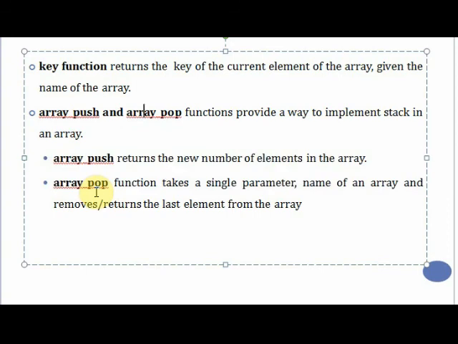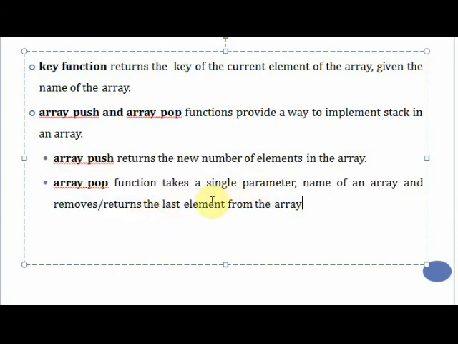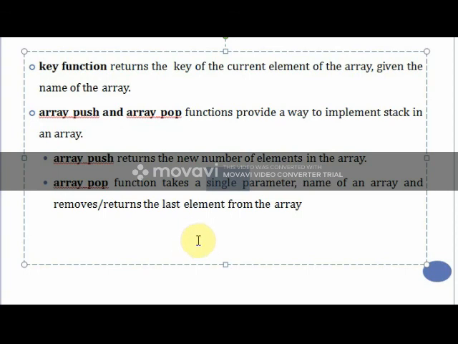Similarly, next one you have is array pop. So what does array pop do? This takes a single parameter, the name of the array, and removes the last element from the array and returns it. The value null is returned if the array is empty. So what does pop do? Again it takes a single parameter, and it removes the last element of the array. If you don't have any elements in your array, if your array is empty, then it returns a null value.